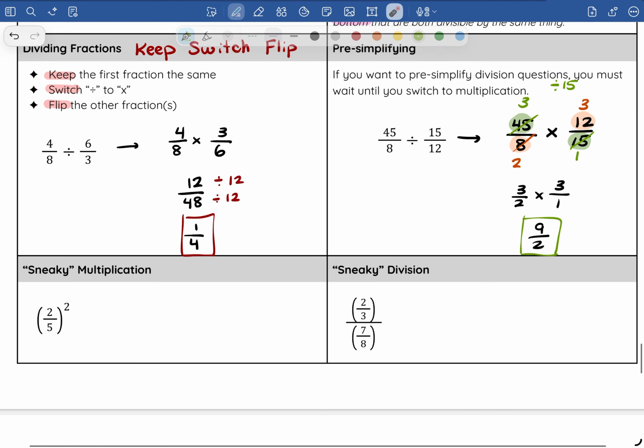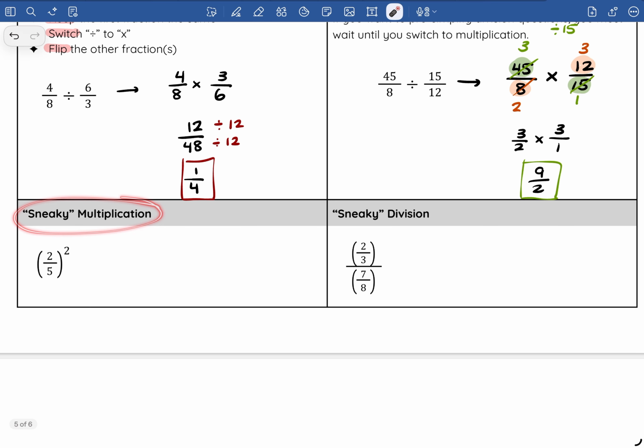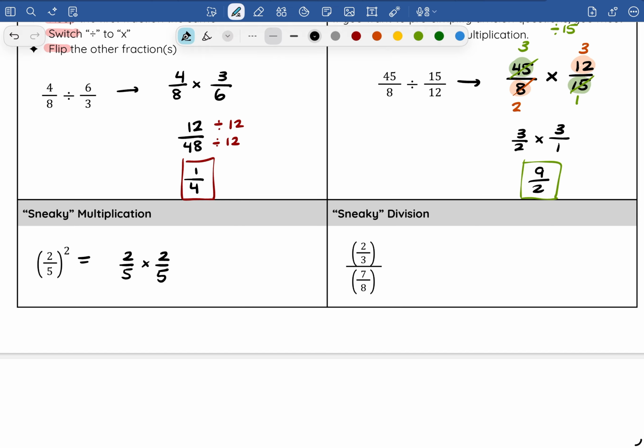And then our last ones are just a couple of questions here on what I call sneaky multiplication and sneaky division. It's really just multiplying and dividing fractions, but looks a little bit hidden in how it's presented. So remember, anything to the power of 2, or that's squared, just means that we're taking whatever that is and multiplying it by itself. So here, this would be the same thing as 2 over 5 times 2 over 5. And there's no pre-simplifying we can do there, so we just go straight across, and we'll end up getting 4 over 25.